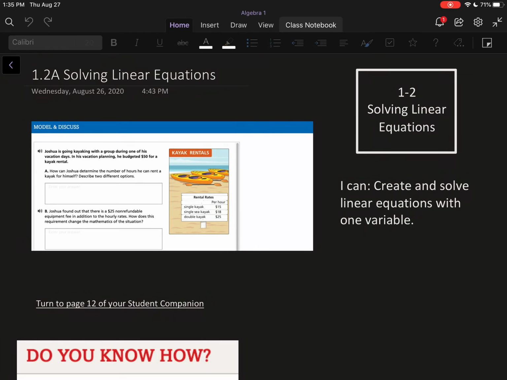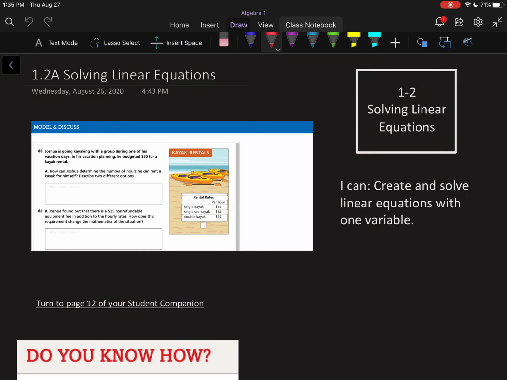This is lesson 1.2a, Solving Linear Equations, specifically formatted for the Algebra 1 Student Companion. In your Algebra 1 Student Companion, open up to lesson 1.2, Solving Linear Equations. Pause, and underneath the lesson title, write your I can statement, which is create and solve linear equations with one variable. This is the learning standard you are being assessed over in this section.